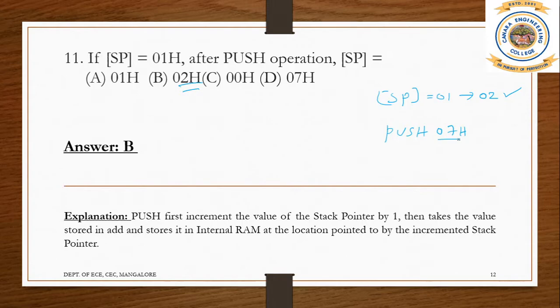Then it will take the content of 07H. In the memory, this is 07H somewhere here, and I have some value here, maybe 43H. This 43H will be taken from here and pushed to the memory, that is 02H, somewhere here. It will be pushed to the address now pointed to by the stack pointer. So 43H will be pushed to here. That is the working of the push operation.